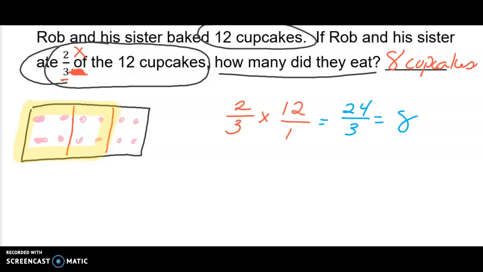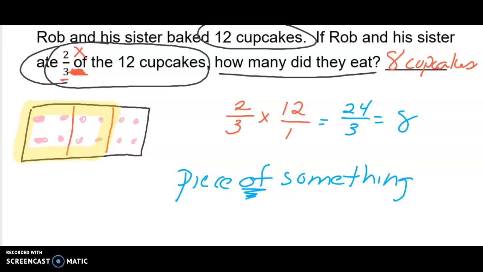So what told me this was a multiplication problem? When I have a piece of something. If I'm taking a piece or a part of something. Whenever you have a part of something, a piece of something, that of tells you to multiply. But not every of, it's got to have a piece. It has to have either a fraction or a percent or a decimal in front of the of. All right, let's try some of those problems.